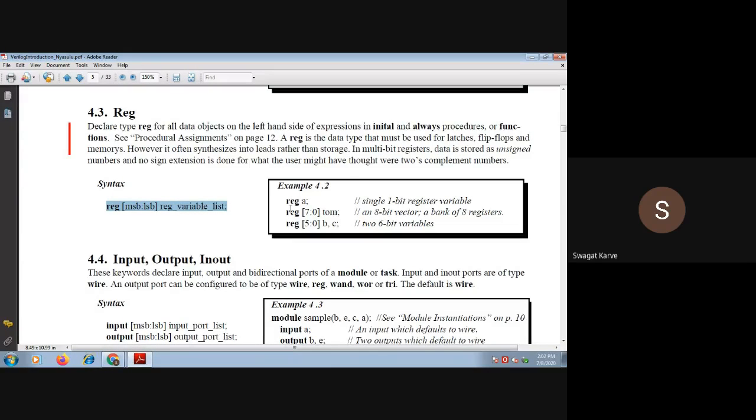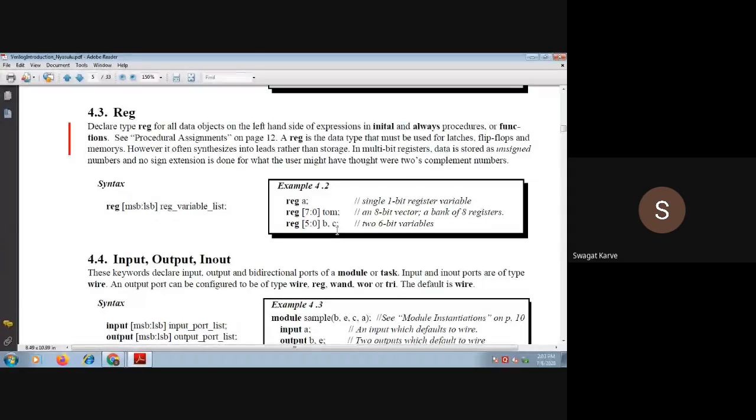For example, you can see here register A, that means it's a single bit register variable. Register 7 to 0 and Tom, that means 7 to 0 is how many bits? 8 bit. That means it has an 8 bit vector, a bank of 8 bit registers, right? And this Tom is the register variable list. Again, similarly, register 5 to 0, that means it's a 6 bit variable, B and C. That means B and C are of register data type, and each one is 6 bit.